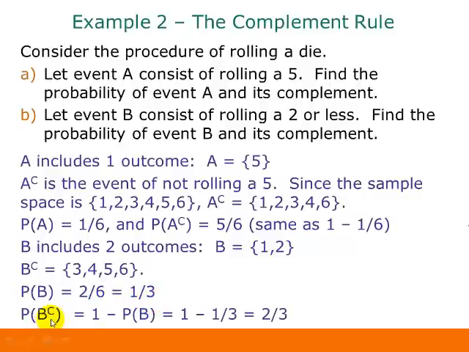And the probability of B complement we could calculate by taking 1 minus the probability of B, which would be 1 minus 1/3 or 2/3. We could also calculate it directly by looking at how many elements are in B complement. There are 4, so we would have 4 divided by 6, which would also reduce to 2/3.